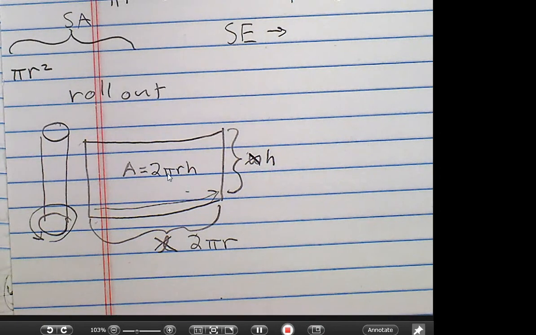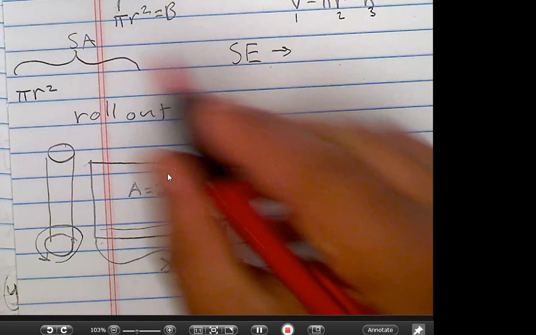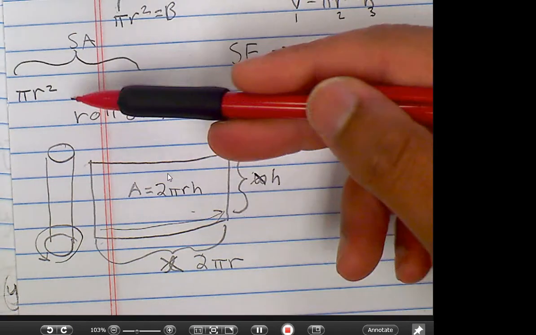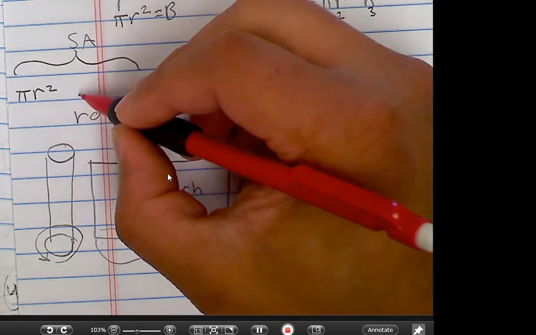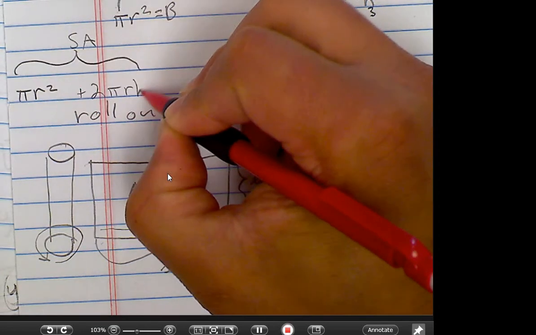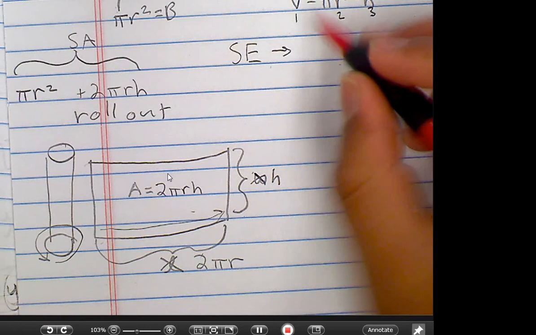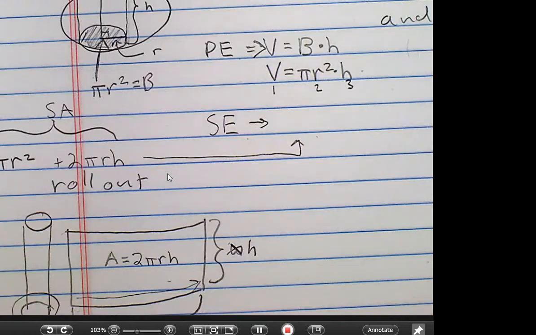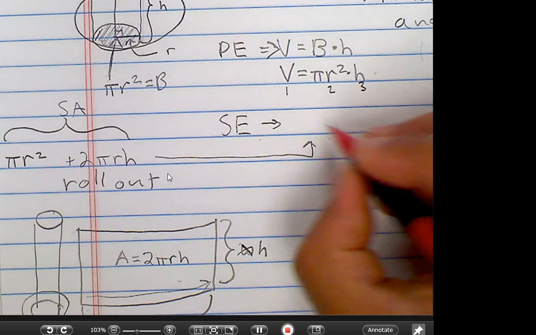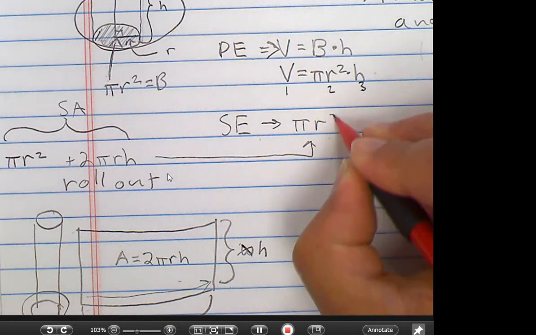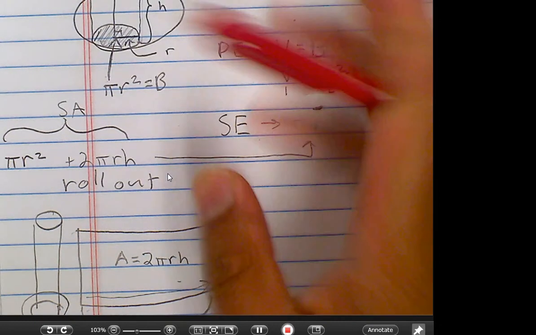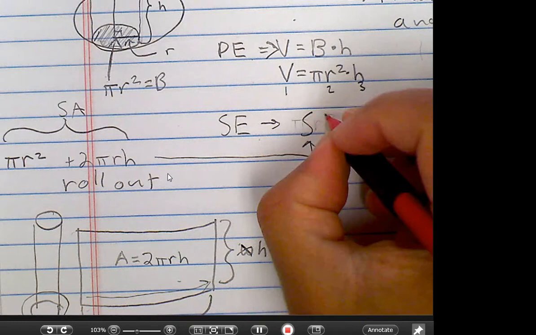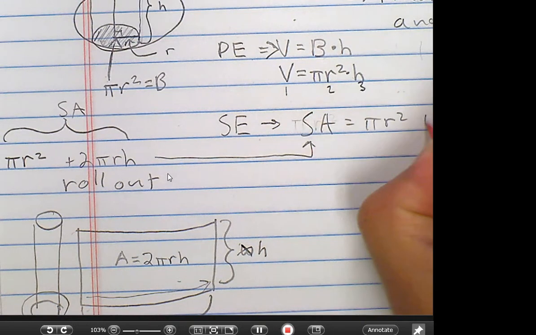And it's not like yesterday where there were 4 faces. There's just one face. Just one wraparound. So the surface area is pi r squared plus this 2 pi r h. So we can write the formula now. Surface area equals pi r squared plus 2 pi r h.